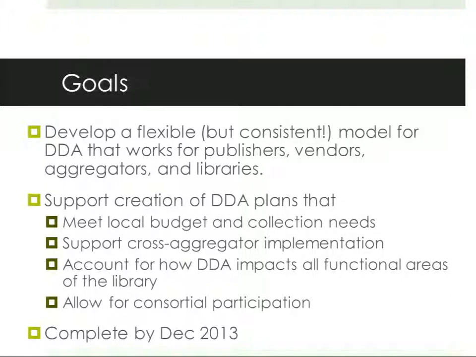And the goals overall of the group are to create a flexible but consistent model for demand-driven acquisition that works for all the partners involved. So ideally, we'd be able to support creation of plans at libraries that meet local budget and collection needs, support implementation in more than one aggregator because all the content is not available on any given aggregator. If you want to have a comprehensive demand-driven collection, you really have to use more than one. And to account for how demand-driven acquisition affects all parts of libraries, and to allow for consortial participation, which is also a bit sticky.